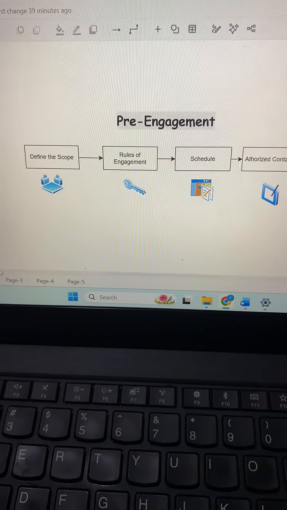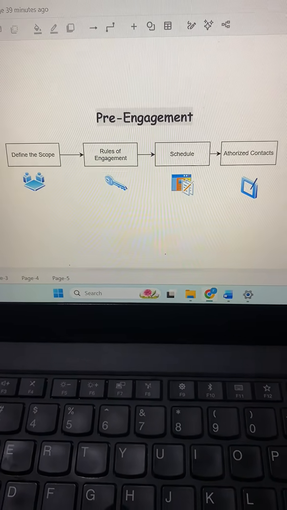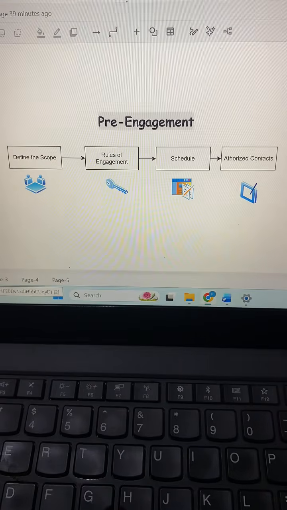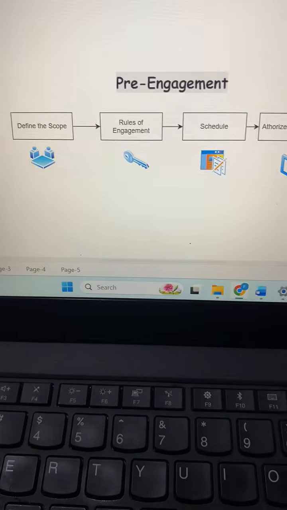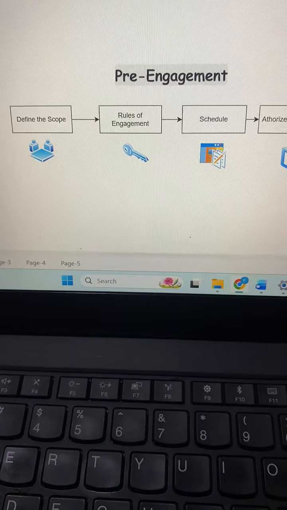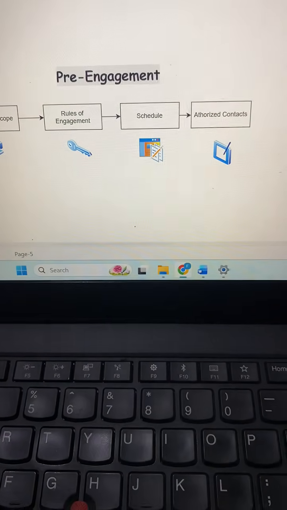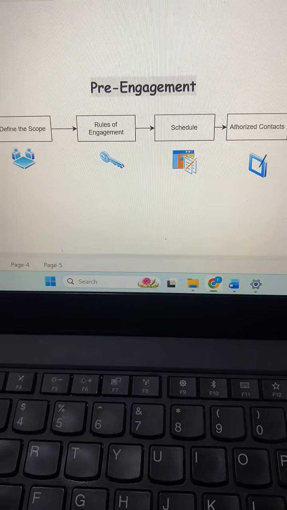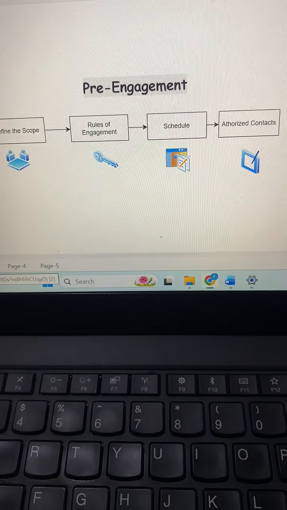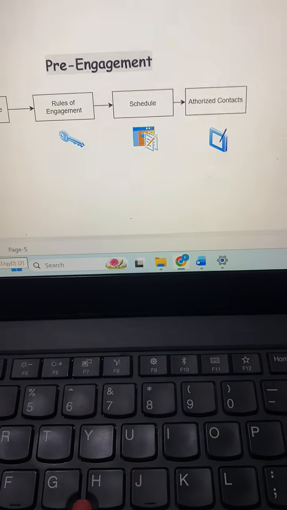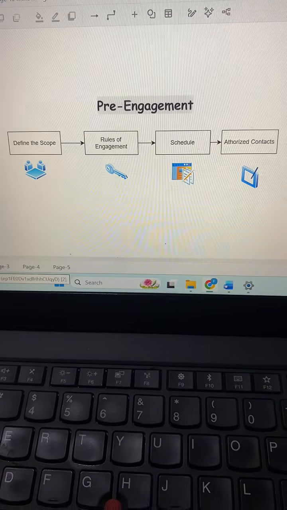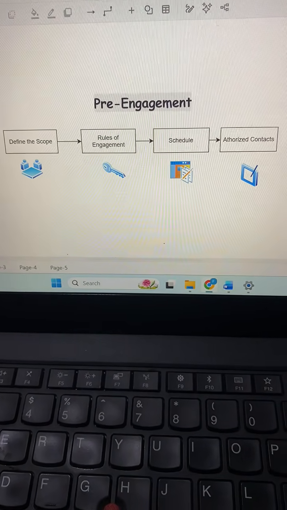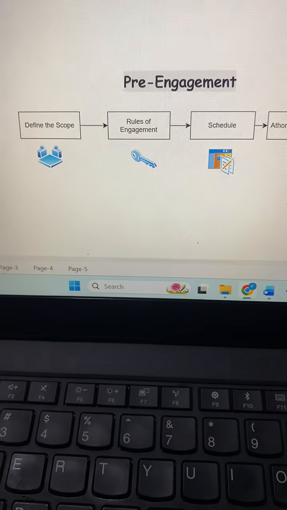It starts with the pre-engagement. This is where the scope, authorizations, and rules of engagement are defined. Basically, before testing anything, you need to make sure you actually have permission. That was one of the first things I learned. Cybersecurity isn't just about knowing how to attack a system. You also need to understand the rules and responsibilities behind the testing.